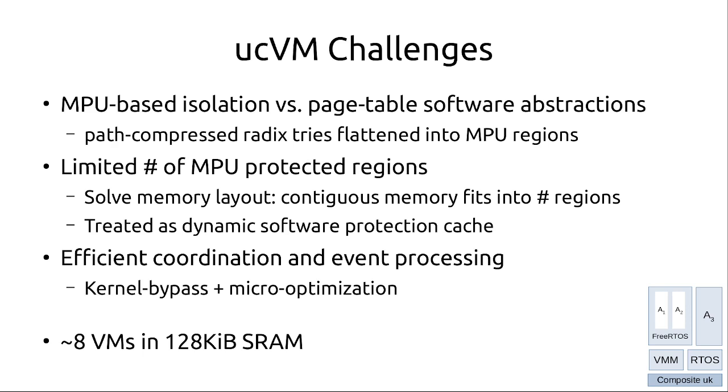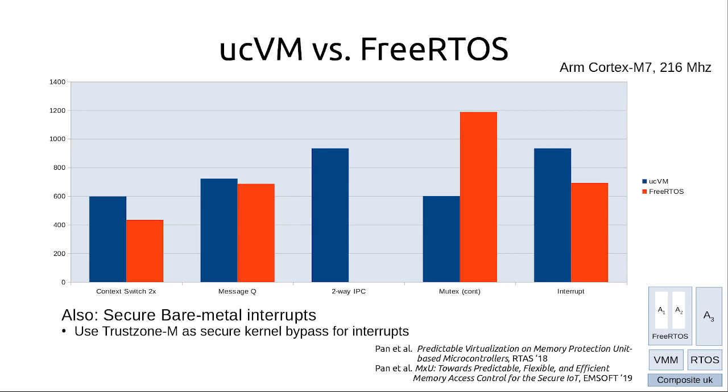And more recent work enables us to have efficient coordination with devices by doing kernel bypass around interrupts. And I'm not going to go into that, but it's pretty cool. So this allowed us to run up to 8 virtual machines in 128 kilobytes of SRAM with this system. And I'm not going to go into the details here. You can look at the papers or you can pause.